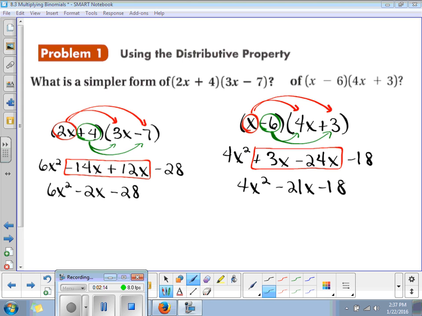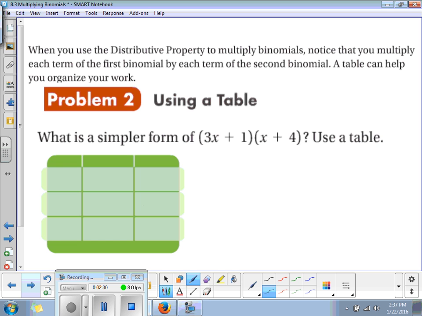On this one, you have to make sure that you keep an eye on the signs. Remember, the operation is the sign of the number that follows. So this is a negative 6 that you're distributing throughout the parentheses. Very good. When you use the distributive property to multiply binomials, notice that you multiplied each term of the first binomial by each term of the second binomial.